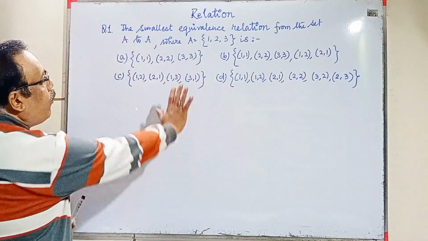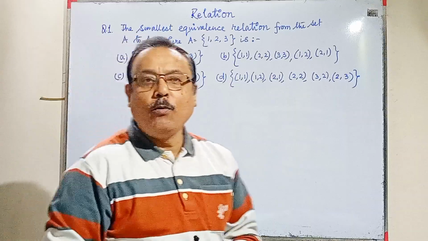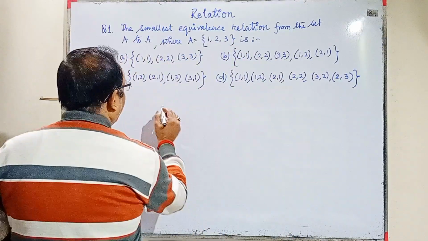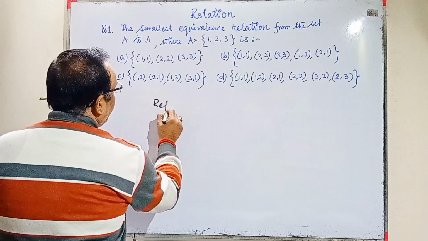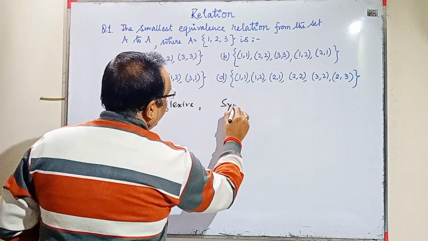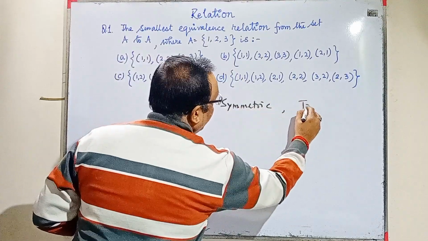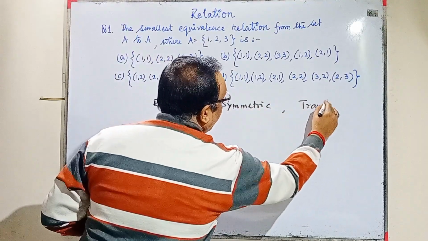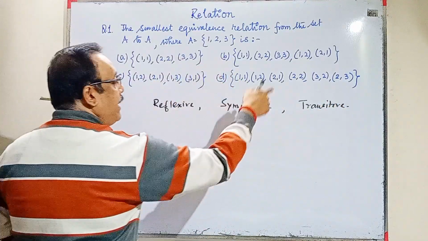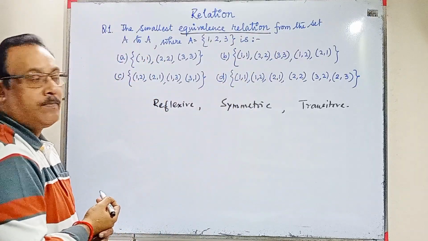Now before I go straight into the answer, I would like to tell you what an equivalence relation is. An equivalence relation is a relation which is reflexive, which is symmetric, and which is transitive. If any relation is reflexive, symmetric and transitive, then it is an equivalence relation.